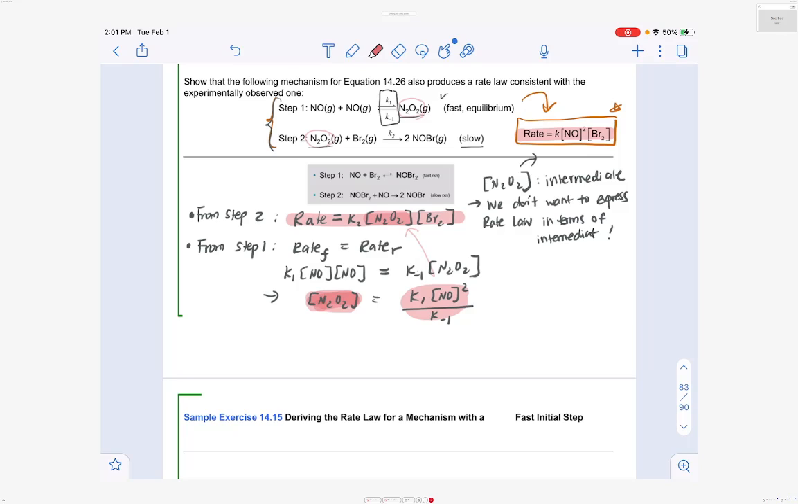Okay. So, yeah, I skipped the part on how to identify intermediate, but in order to find intermediate, write the overall equation and then see which one cancels on both sides. That's typically your intermediate. So N2O2 is going to be your intermediate. And now we have a different expression for your intermediate. So can you substitute this into here? If you substitute that, you're going to have something like this.